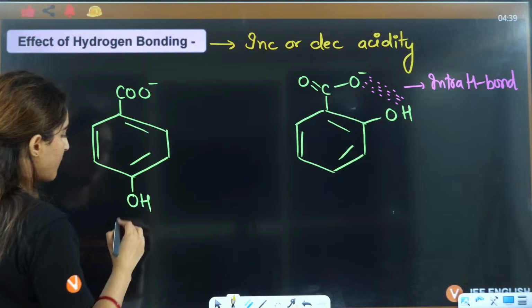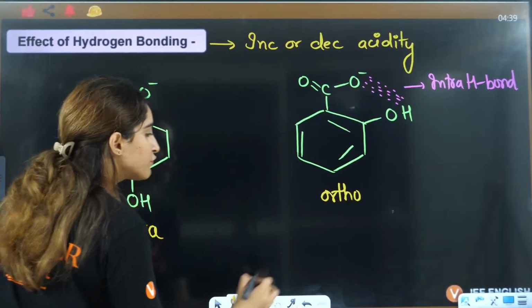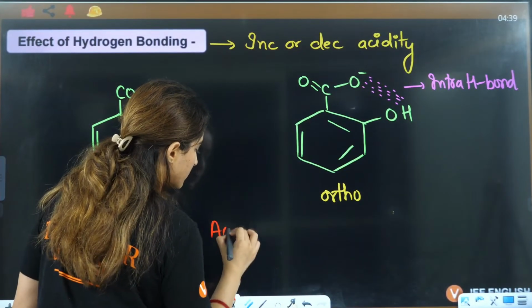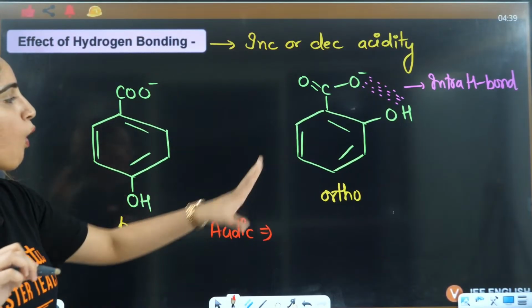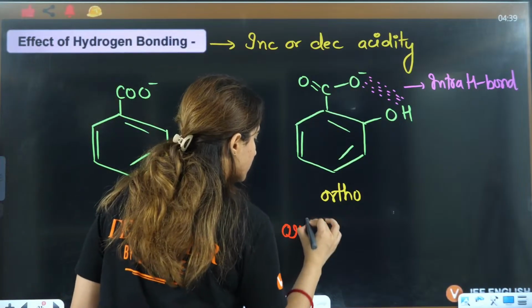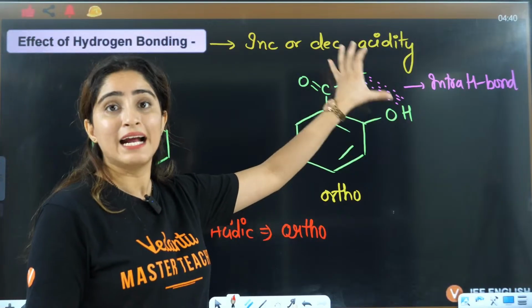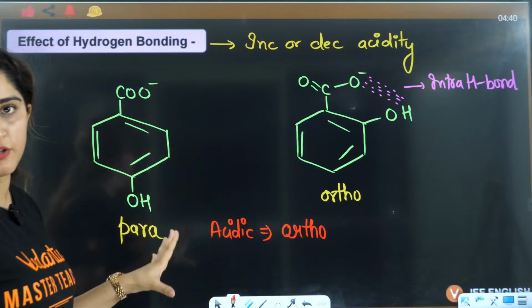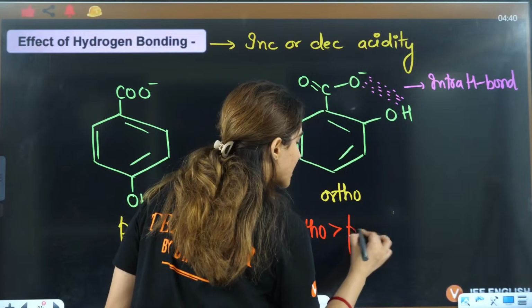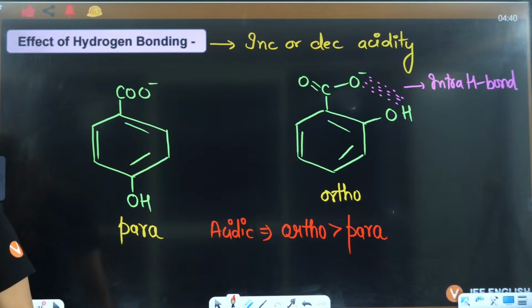So if this is your para and this is ortho, out of this, if you talk about acidic strength, which will have more acidic strength? Ortho is going to have more acidic strength, because after losing H positive, it is forming intra-hydrogen bonding, and this one after losing H positive is not forming intra-hydrogen bonding. So ortho is going to have more acidic strength as compared to para, right? Okay, so here it has increased, right everybody?